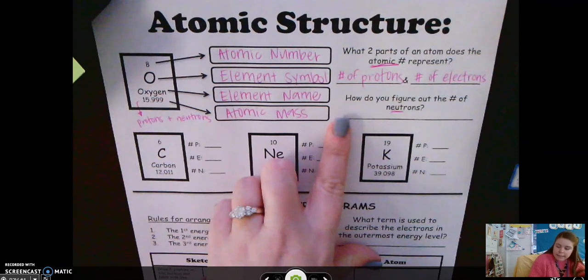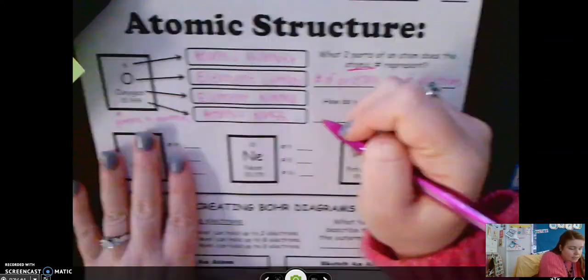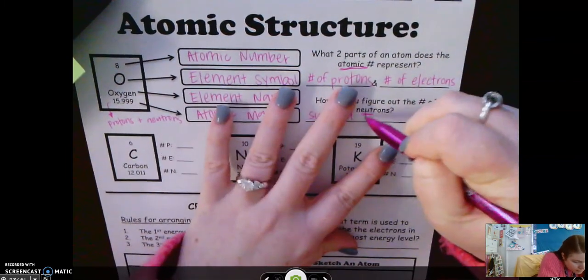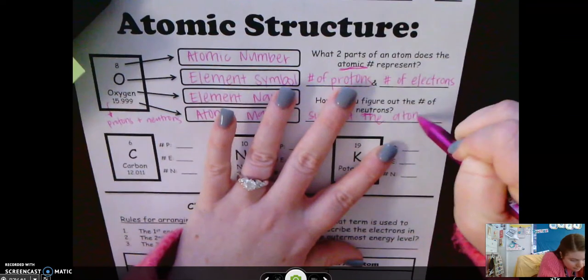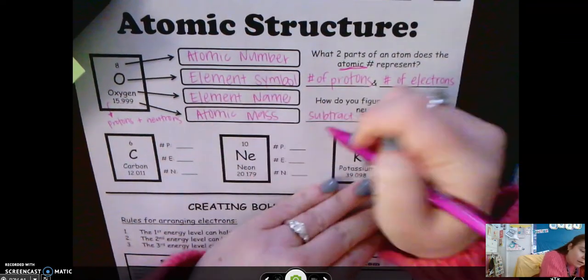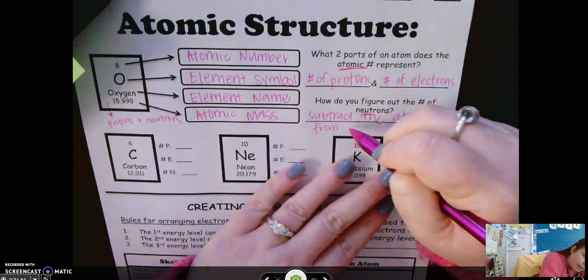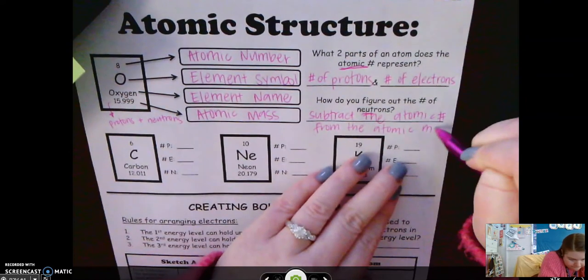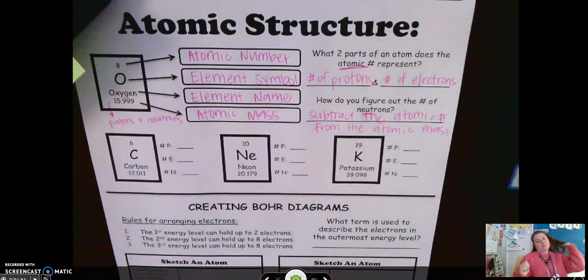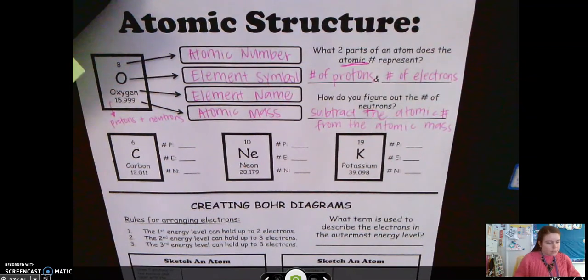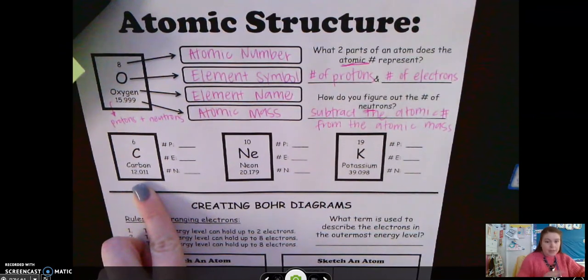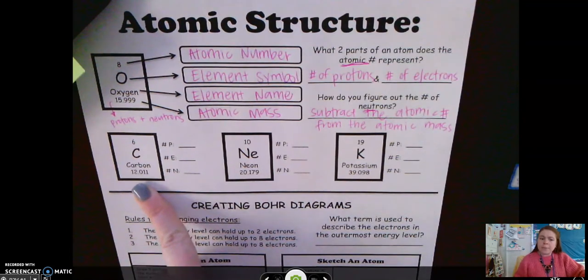So I'm going to, on this line here, to remind myself, write: subtract the atomic number from the atomic mass. So let's talk about a couple examples. Let's talk about carbon first. If at any point you need to pause the video because I'm moving too quick for you, please do so.